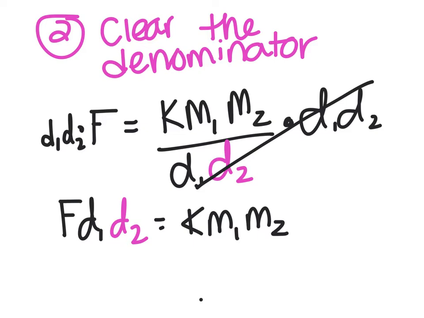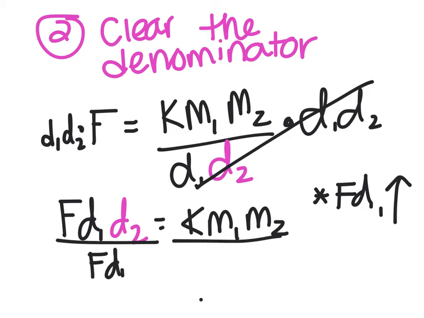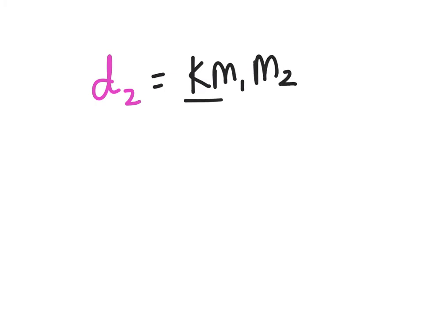And now I see that d2, which is what I'm interested in, is being multiplied by f d1. So to solve, all I need to do is work backwards and divide both sides by f d1. And so I get my answer to be that d2 is equal to k m1 m2 divided by f d1.